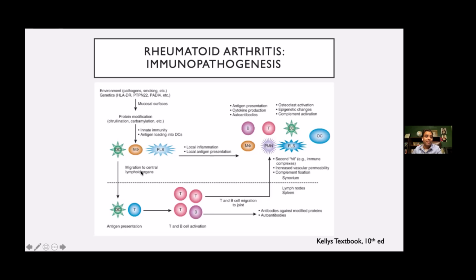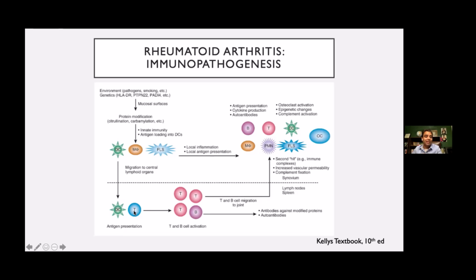And what they do is they migrate to the central lymphoid organ. Now, when these cells recognize these new antigens in the joint, they capture those antigens and bring them to those lymph nodes. And the lymph node is where the dendritic cell, also called an antigen presenting cell, presents antigens to the T cells. So the dendritic cell presents the antigen, that is a modified protein, to the T cells.